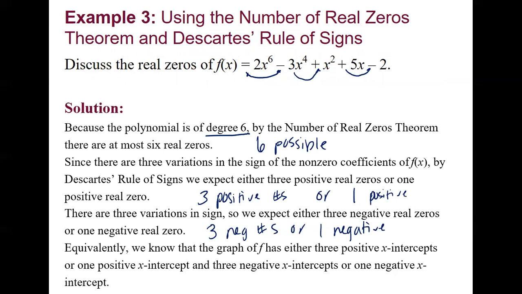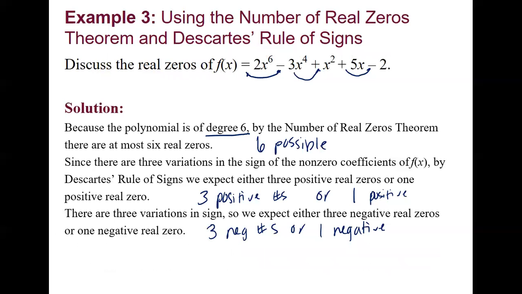So for example, if I only had 2 changes in signs, that means 2 possible, right? And then 2 minus 2 is 0, so there would only have to be either 2 positives or 2 negatives. It's always minus 2.